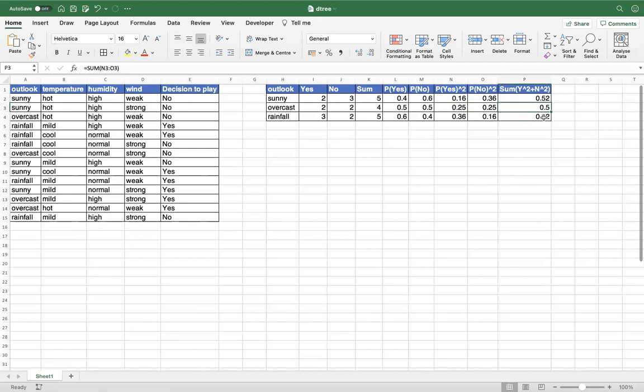The sum of the squared probabilities will tell us the probability or the confidence with which we can say that, provided the event is outlook being overcast, we will get some conclusion, either yes or no. Is this clear? Why are we squaring and why can't we just take the sum of probability? Sum of probabilities will always give you 1. That's all.